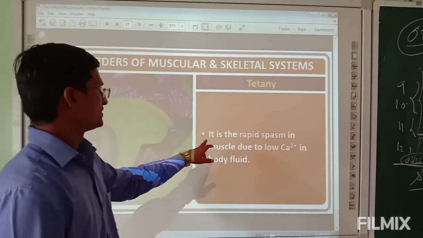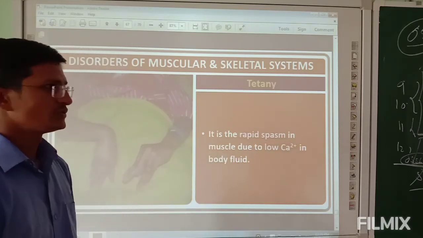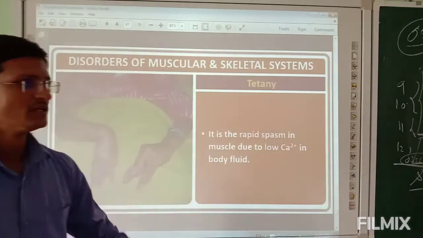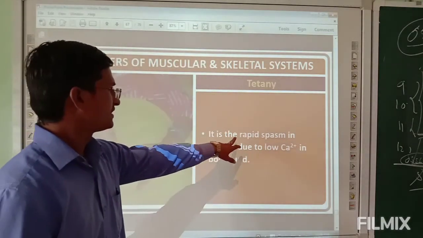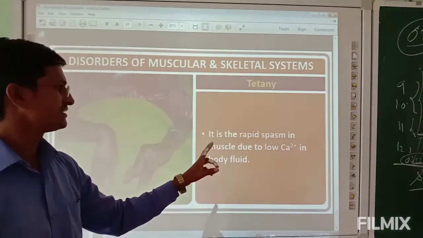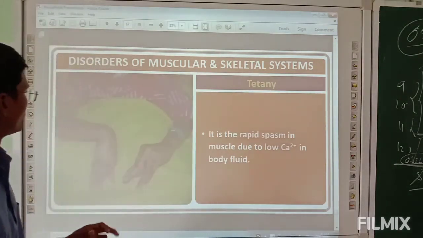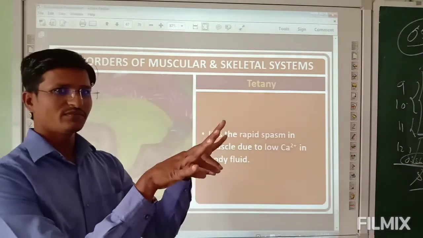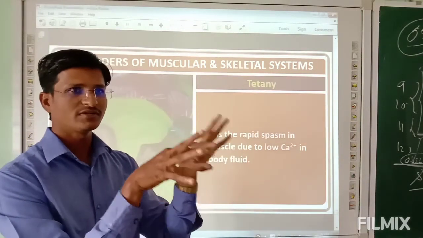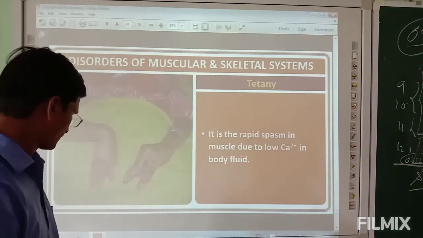Tetany is rapid spasm in a muscle due to low calcium in the body fluid. Generally there is very low calcium in the body fluid. So that is why sometimes we are not able to hold any object, any material, because of low calcium.